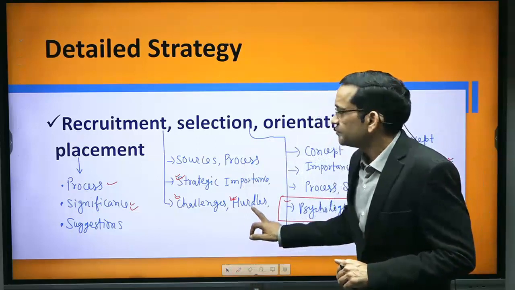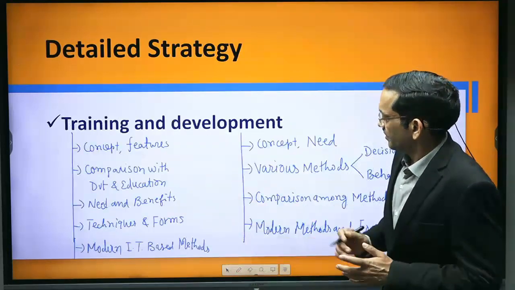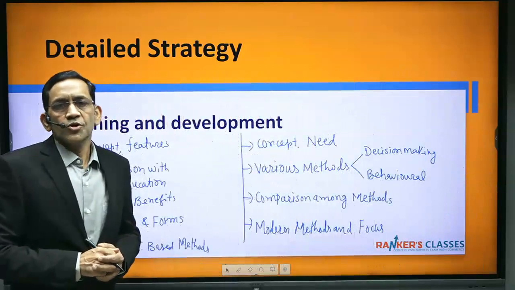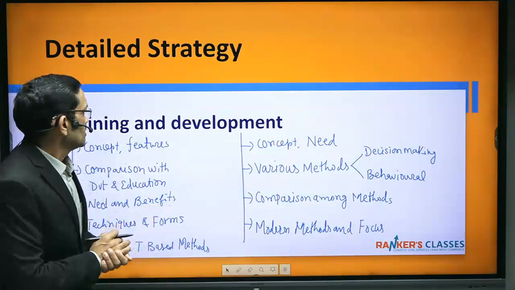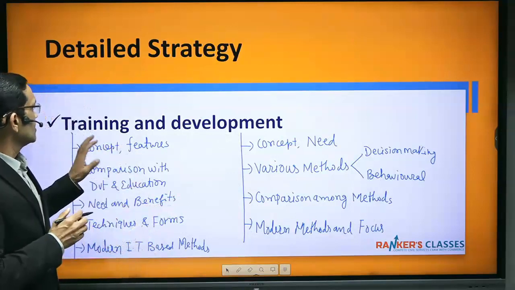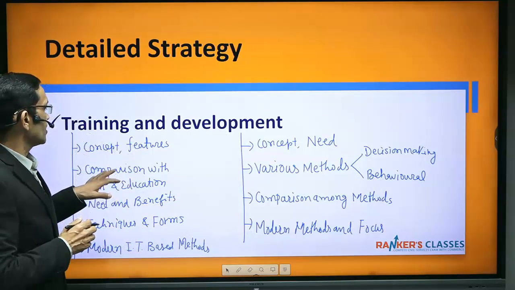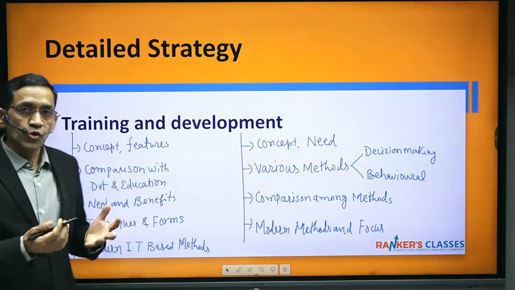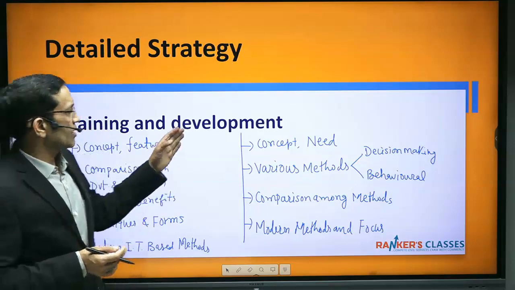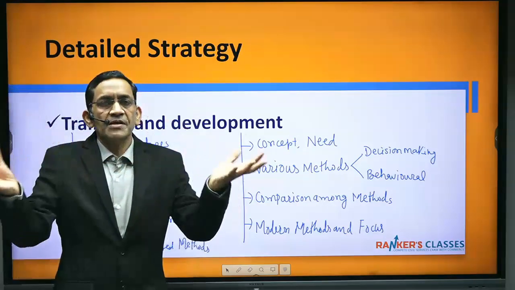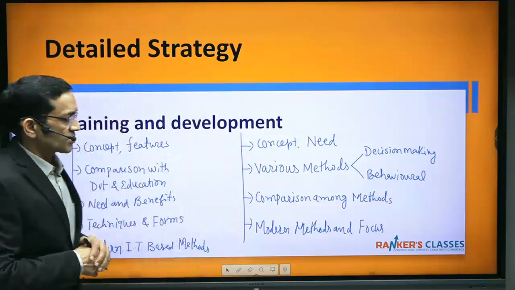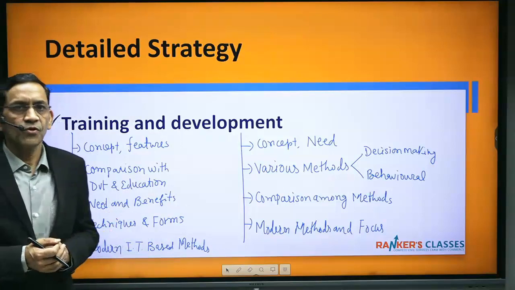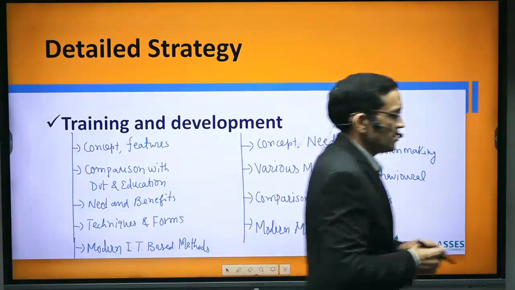Let's see further. Next is training and development. Definitely it is an important topic. After human resource planning, this is an important topic. Both are different things. So you must know the concept of training, features of training, and how it is different from development and education. Training is job specific skill building. But so far as development is concerned, it is developing the broader personality of the workers. Right? Need and benefits of training, techniques and forms of training, etc., should be prepared well.